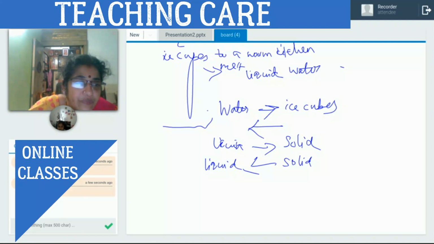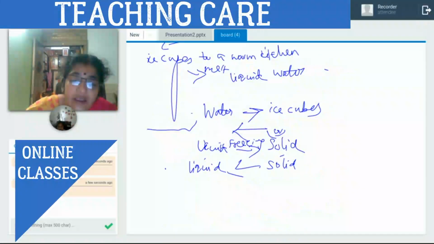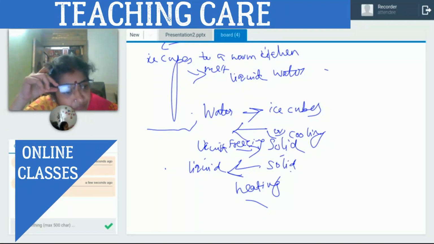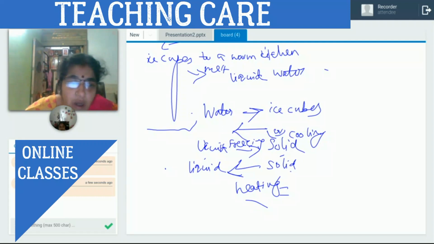Am I right or not? Yeah, you're right. To change a liquid into solid, it can be done by freezing or cooling, right? Okay, but if you want to bring the solid to liquid, you have to heat it. I don't know the difference between heating and melting. Both are almost the same.